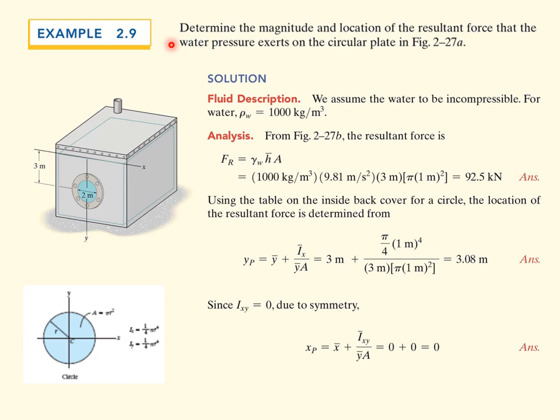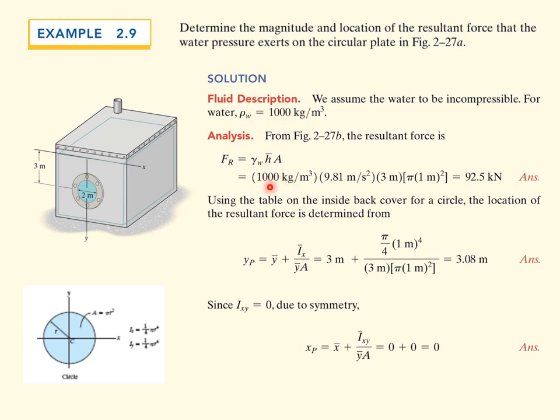The next problem, example 2.9, we want to determine the magnitude and location of the resultant force the water exerts on a circular plate. So here we have a tank. The water is filled to a depth of 3 meters from the center up to the top of the water. In this case, it's water, so the gamma is G times rho.